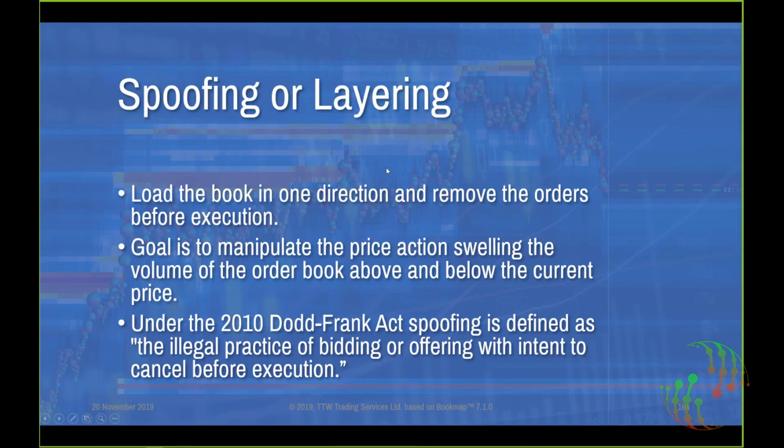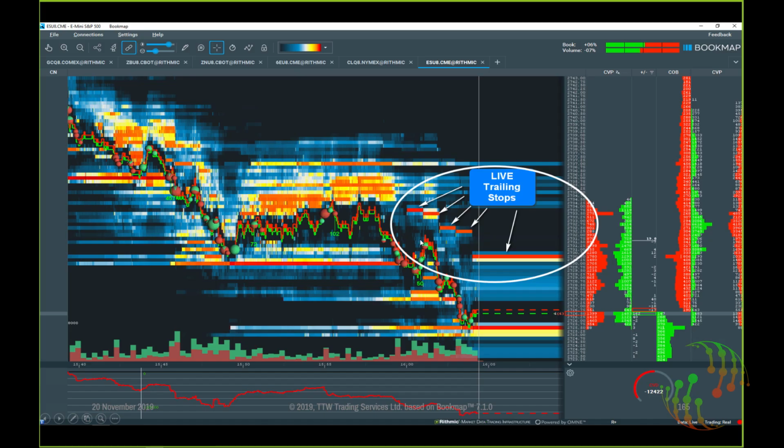Spoofing or layering, we went through this again. Load the book in one direction and remove the orders before execution. The goal is to manipulate the price action, swelling the volume of the order book above and below the current price. Under the 2010 Dodd-Frank Act, spoofing is defined as the illegal practice of bidding or offering with intent to cancel before execution. You will see that nearly every day. Although it is illegal, it is not allowed, it happens.